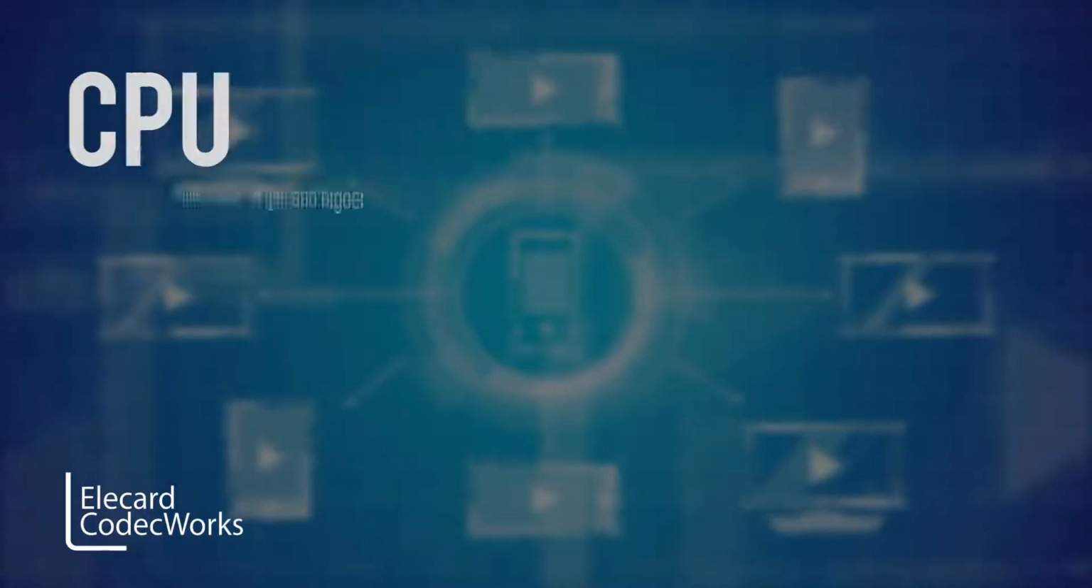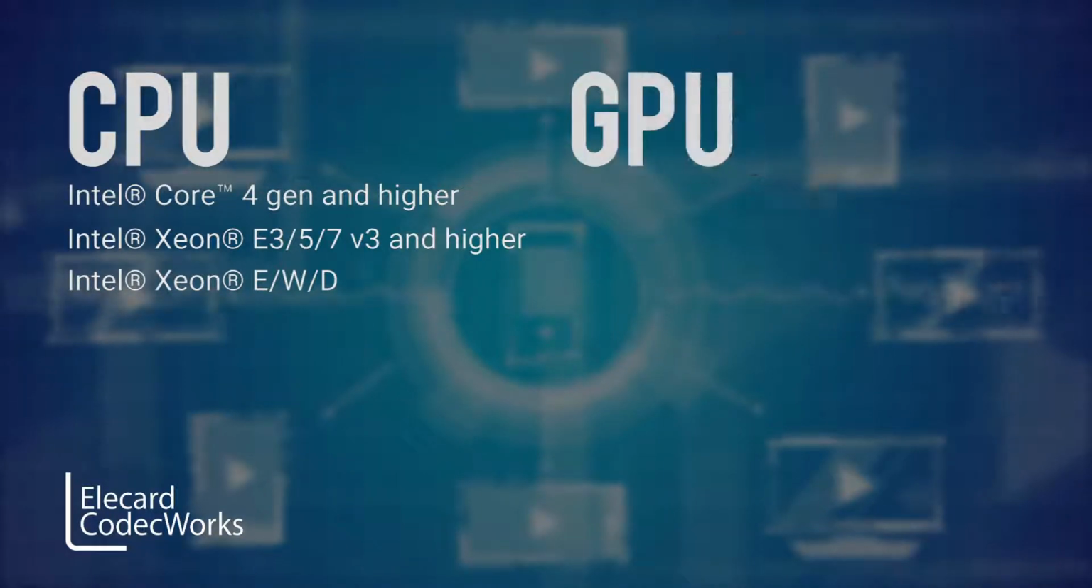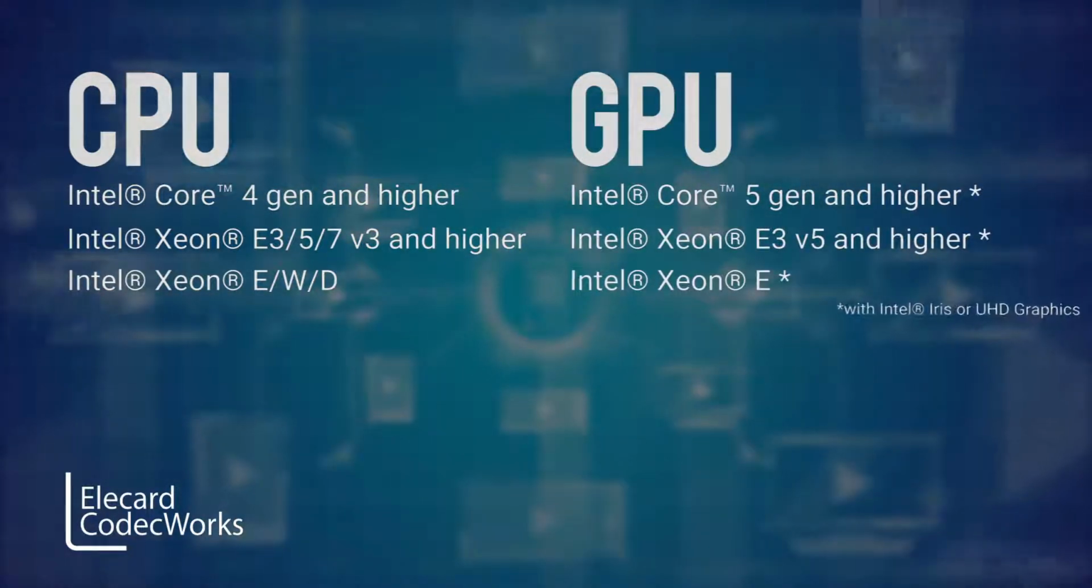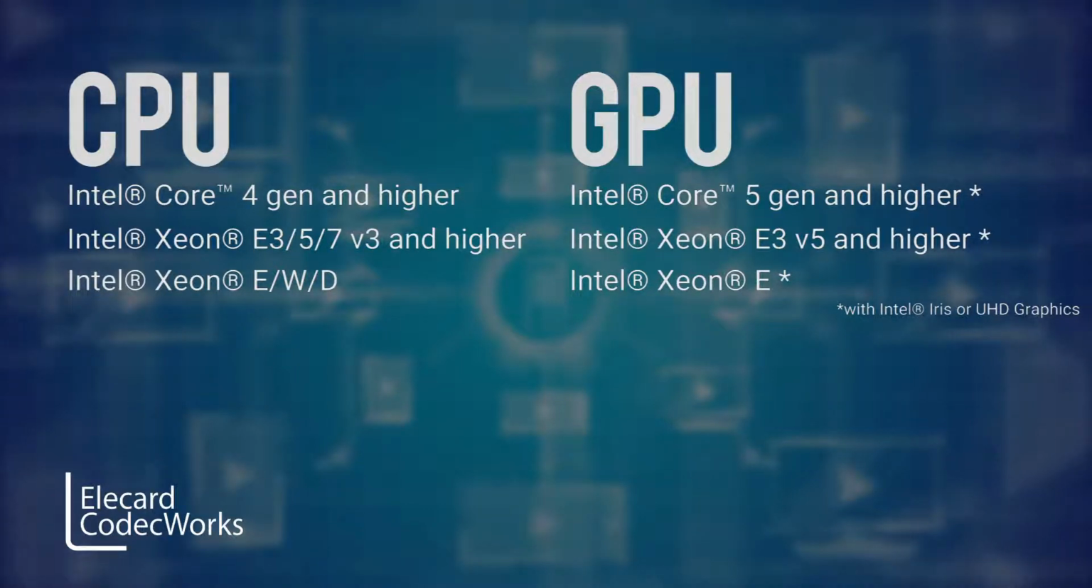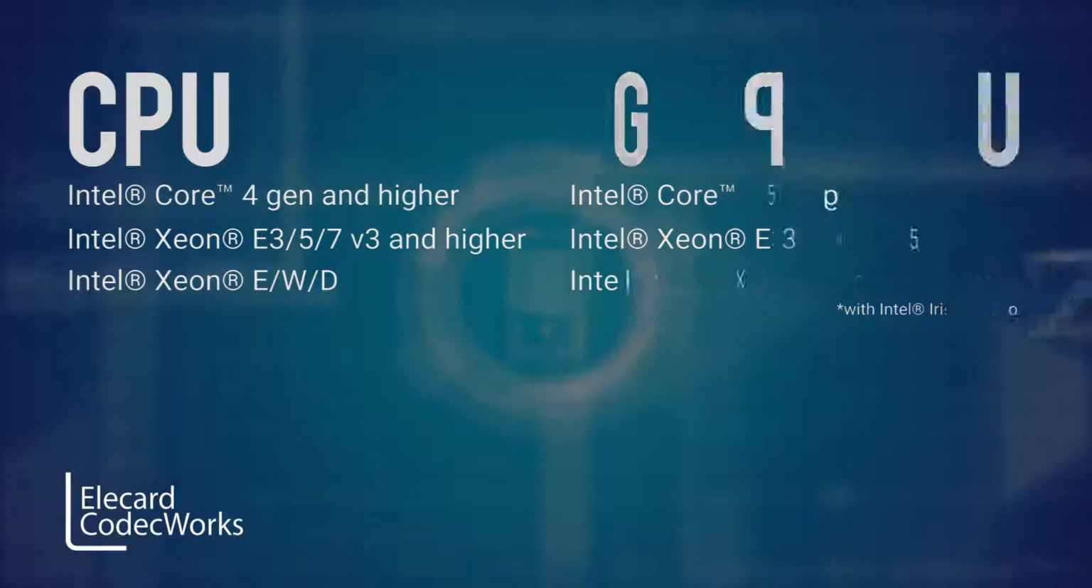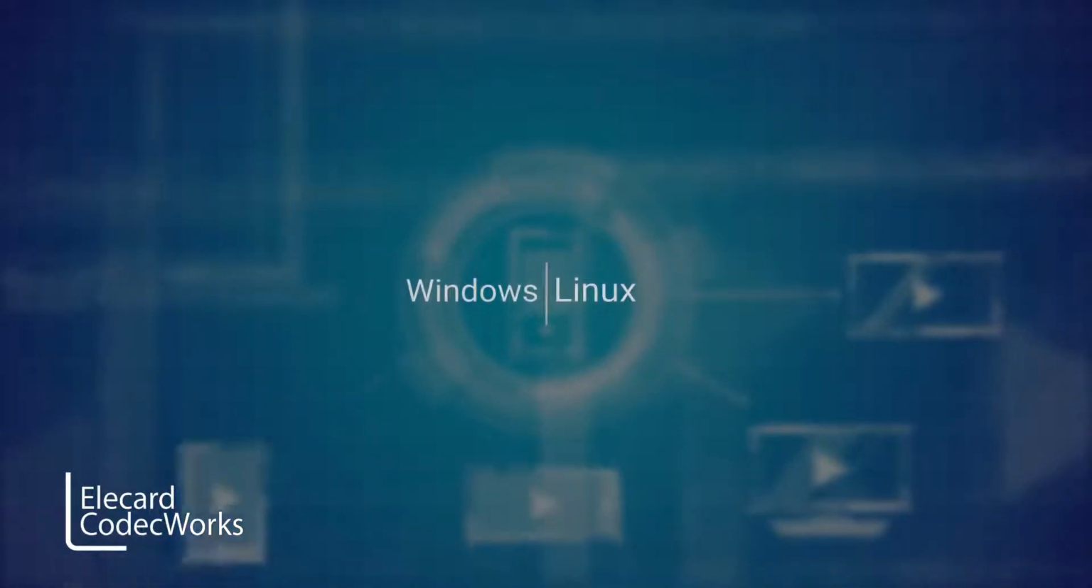For CPU encoding, it is recommended to have CPU Intel 4th generation Xeon E3 and higher. For GPU encoding, Intel QuickSync, it is recommended to have CPU Intel 5th generation Xeon E3 and higher with integrated GPU. Supported operating systems are Windows and Linux.